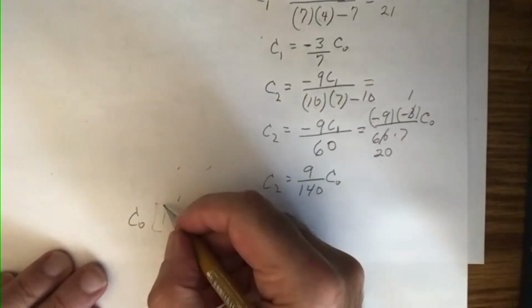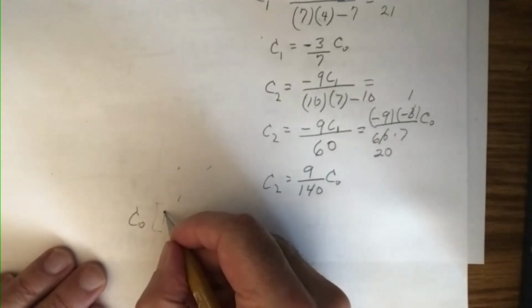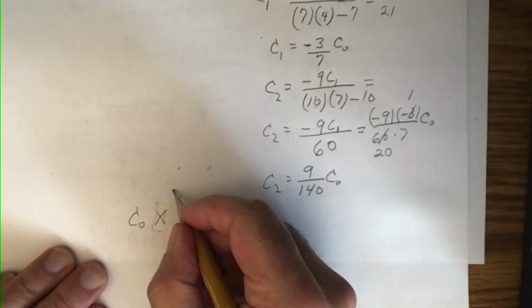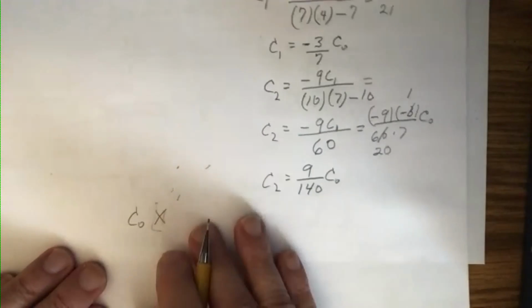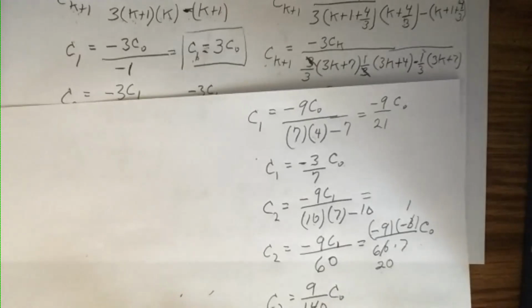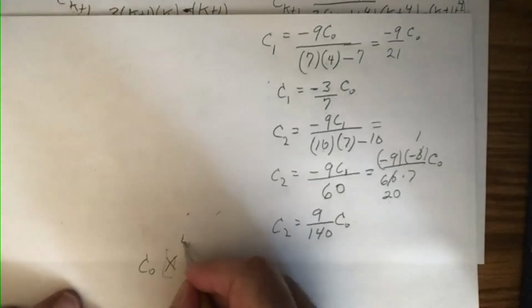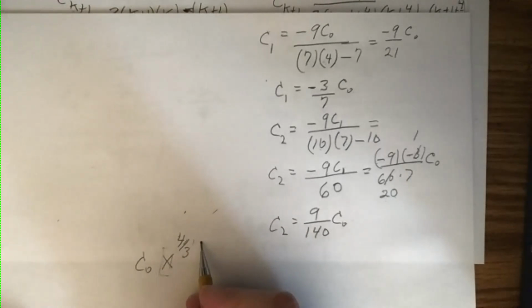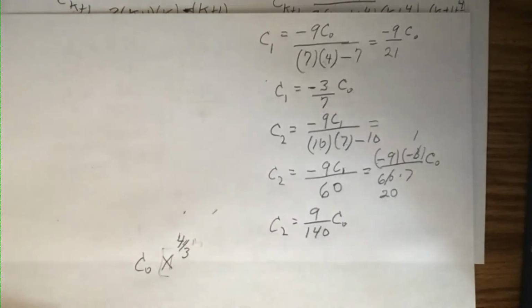Let me do it like this. My other solution is going to be X to the, well, what was it, 4/3? It was 4/3, right? Remember, R is 4/3 for this one. So it's 4/3 plus 0, right? And okay, so that's my first term.